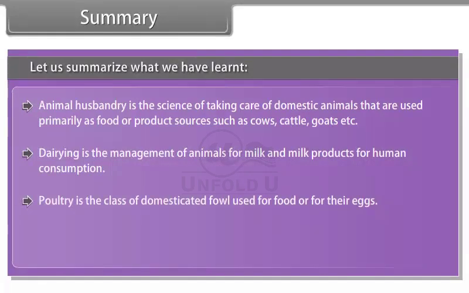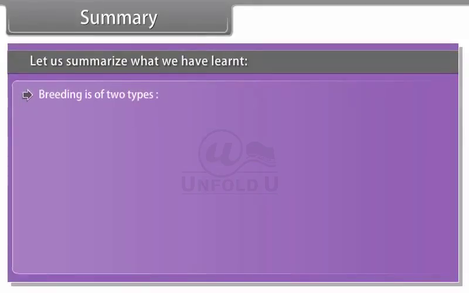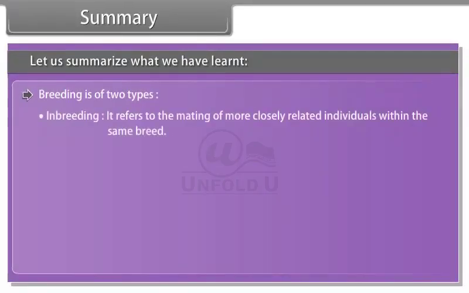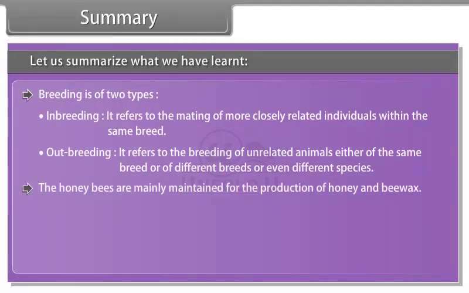Poultry is the class of domesticated fowl used for food or for their eggs. Animal breeding is the branch of agriculture concerned with the care and breeding of domestic animals such as cattle, hogs, sheep and horses. Breeding is of two types. Inbreeding: it refers to the mating of more closely related individuals within the same breed. Outbreeding: it refers to the breeding of unrelated animals, either of the same breed or of different breeds or even different species. The honeybees are mainly maintained for the production of honey and beeswax.